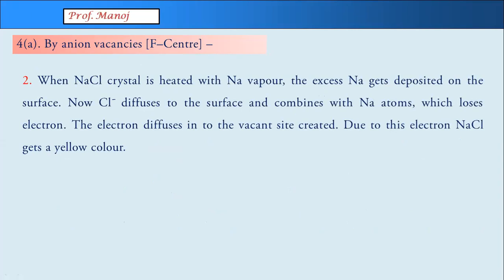When NaCl is heated with sodium vapor, you can see sodium will get deposited on the surface. Chloride will diffuse to the surface, combine with sodium, and sodium will lose an electron. To understand this, let me show it over here like this. Here you have, suppose, a sodium chloride crystal structure, with sodium cation, chloride, sodium, chloride, and so on. So this is the ideal structure that is present.